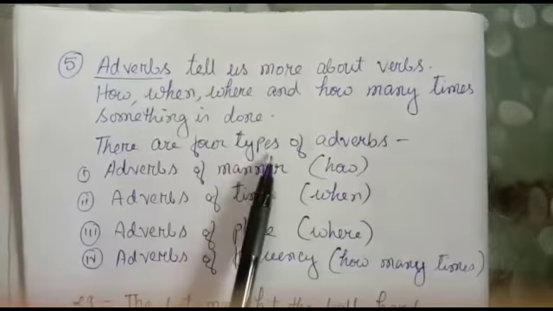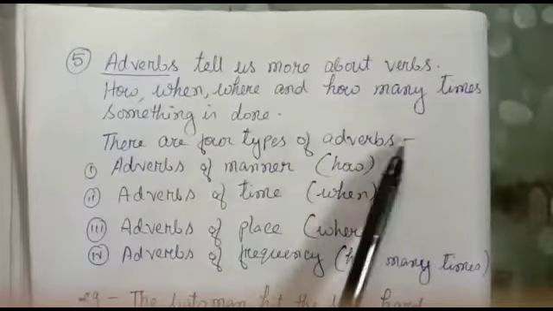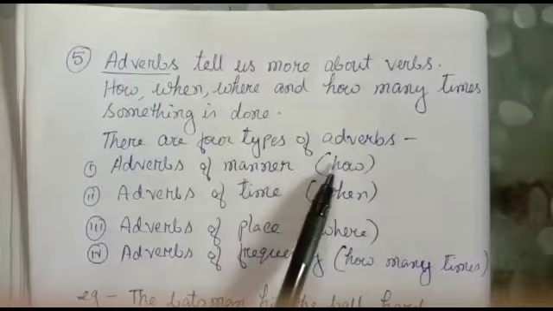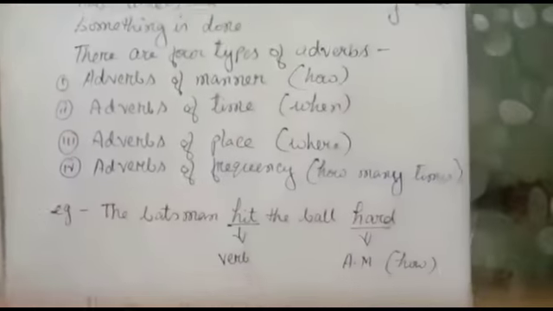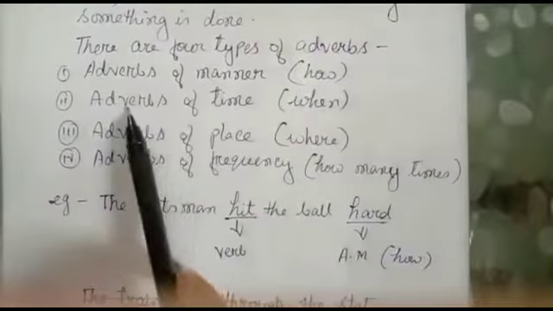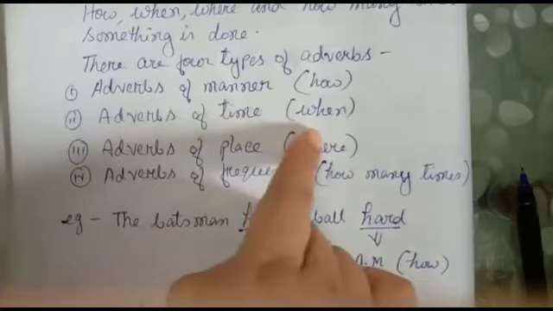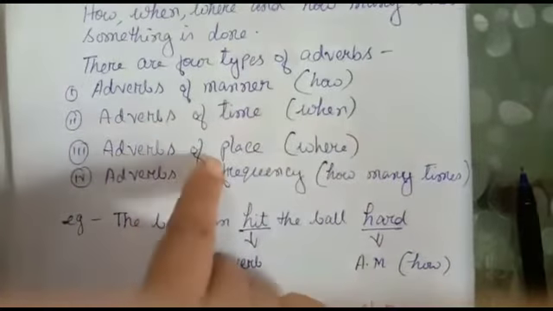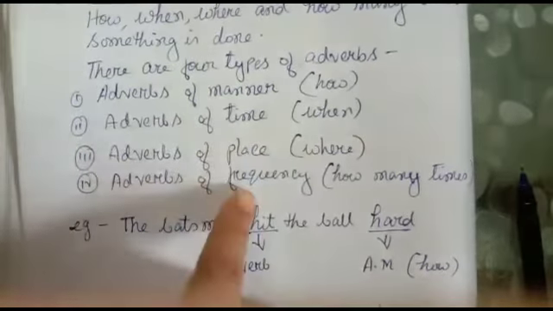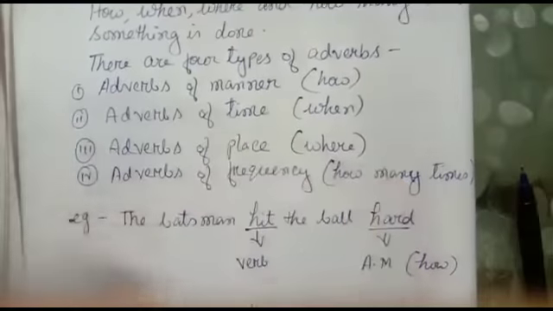Verbs. Adverbs. There are 4 types of adverbs. Adverbs of manner. Adverbs of manner is what? How. How the work is done. Okay. Adverbs of time. When. Adverbs of place. Where. Adverbs of frequency means how many times something is done.